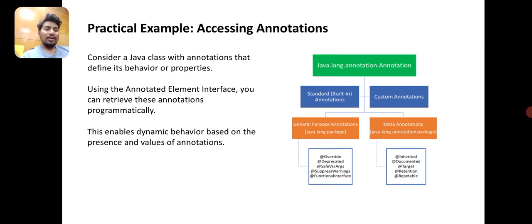java.lang.annotation divides into standard built-in annotations and custom annotations, and it is divided into general purpose annotations and meta annotations. Examples are Override, SuppressWarnings, Inherited, and Documented. This is a practical example of accessing annotations.